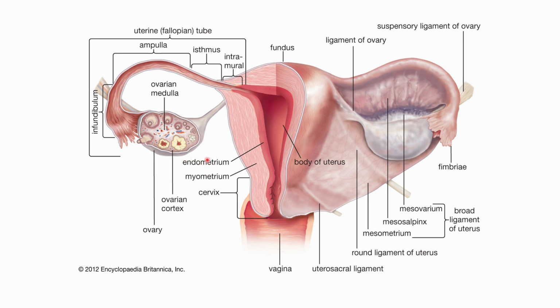And then here we have the endometrium. So we talked about when there is no pregnancy, that's what's going to shed, right? And that's what's going to lead to menstruation. We have the myometrium over here. So if there was going to be a pregnancy, that's what's going to help us contract to actually give birth.